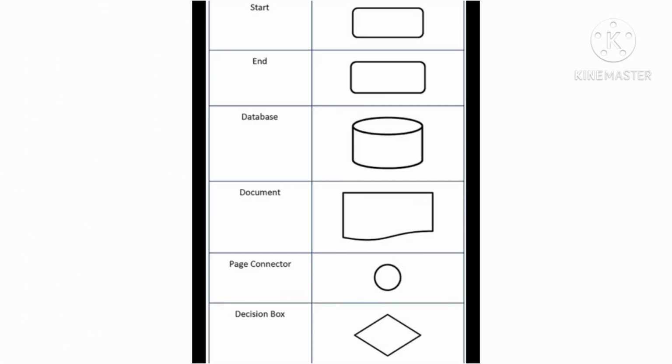So these are some symbols of mapping procedure. We have start, we have the end, we have database, we have document, we have page connector, we have decision box.